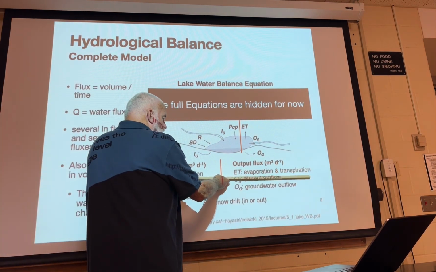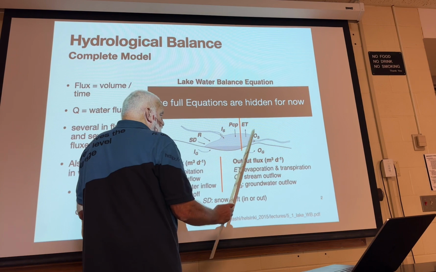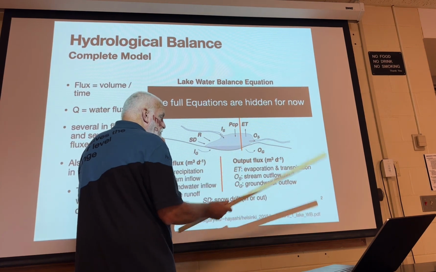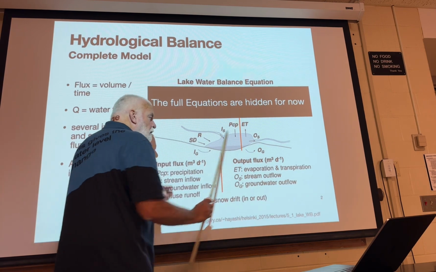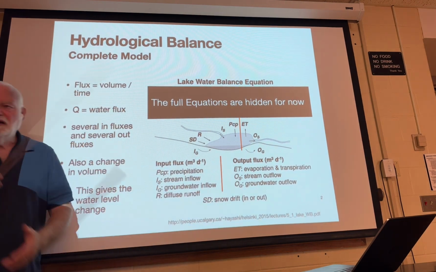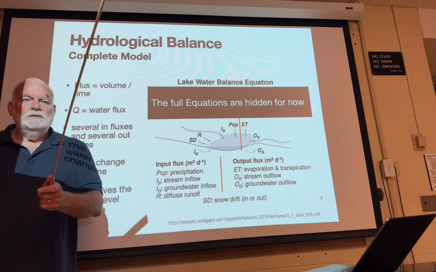Evaporation and transpiration, they call it. That's the transpiration in the basin because that's what the plants kick up into the air. The stream outflow numbers and the groundwater flow. So I hope you see how this balances now. Who needs to ask me a question?